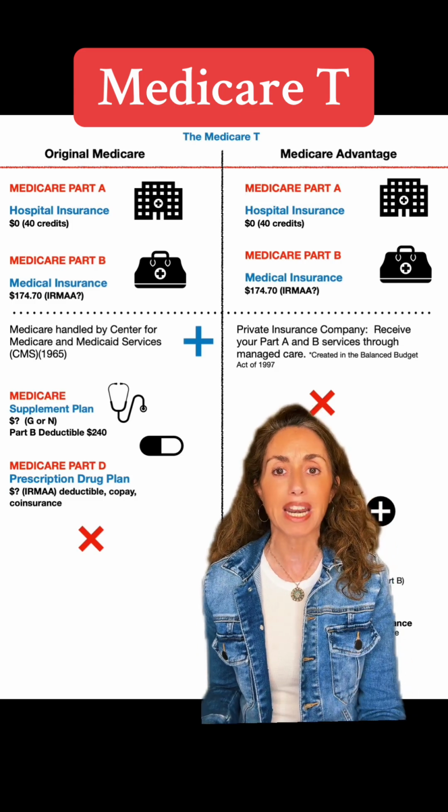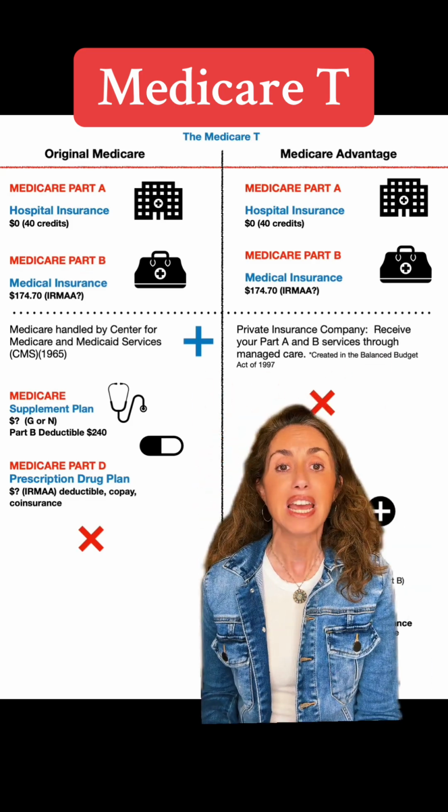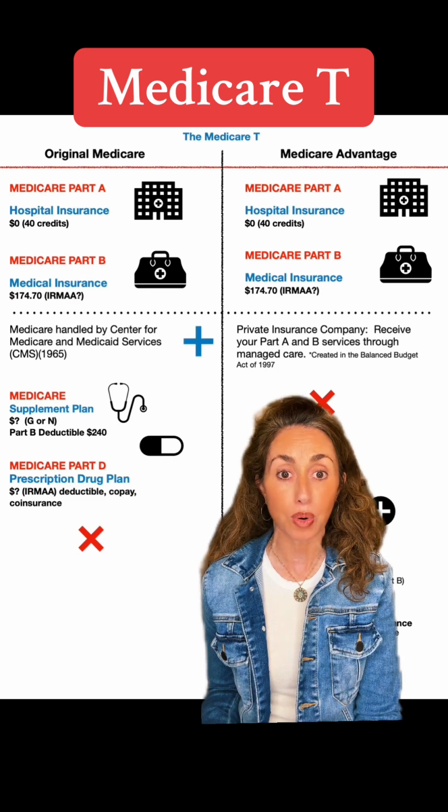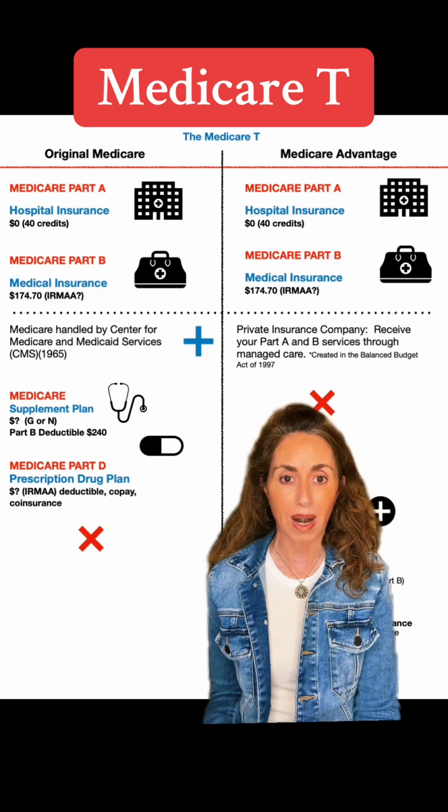to sign up for Medicare Part A, which is your hospital coverage. So you're going to write it under both columns, and you're going to write down a $0 monthly premium. Hopefully you've earned it premium free if you have 40 work credits.